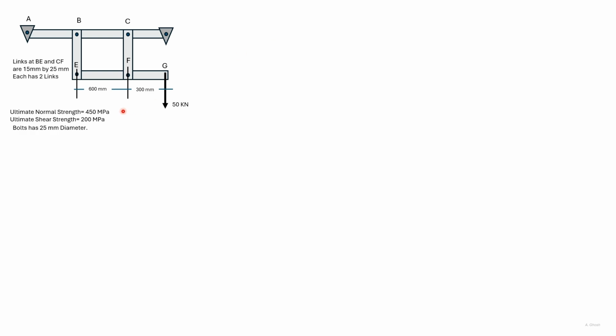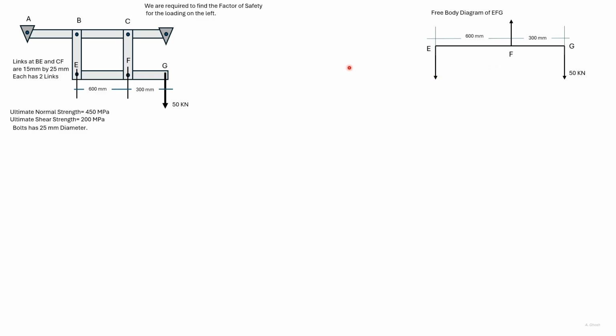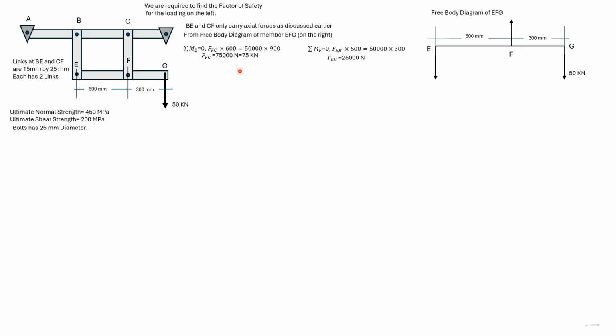To start with, we look at the equilibrium of the member EFG. So we can take a moment about the point E to find the force acting at F, and we can take moment about F to find the force acting at E, as we have done here. So this is the free body diagram. So here we have given the forces in FC and EB.